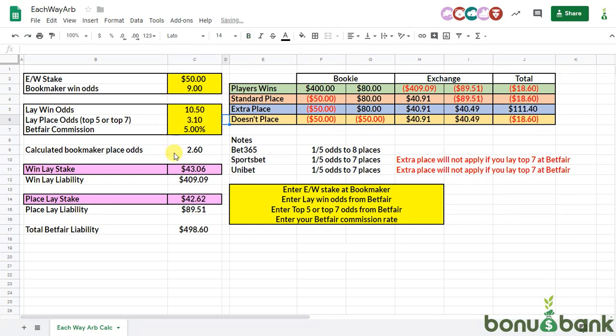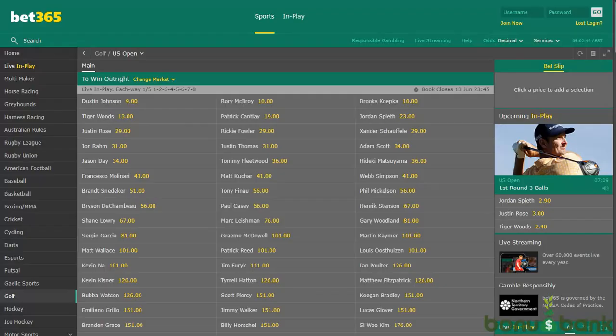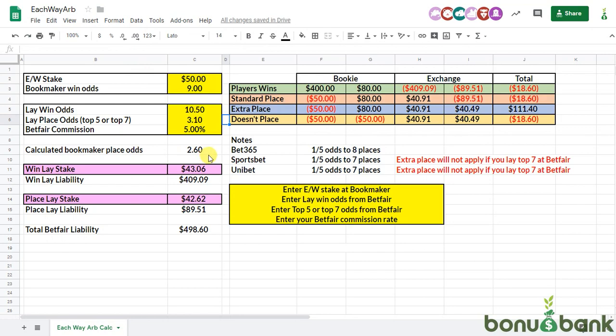And basically the spreadsheet here has calculated what the place odds that we're getting from Bet365 are. So Bet365 are giving us 1/5 of the win odds as the place odds. So 1/5 of 9.00 comes to 2.60. And then the calculator here is working out how much we should lay in the win market, and then in the place market.